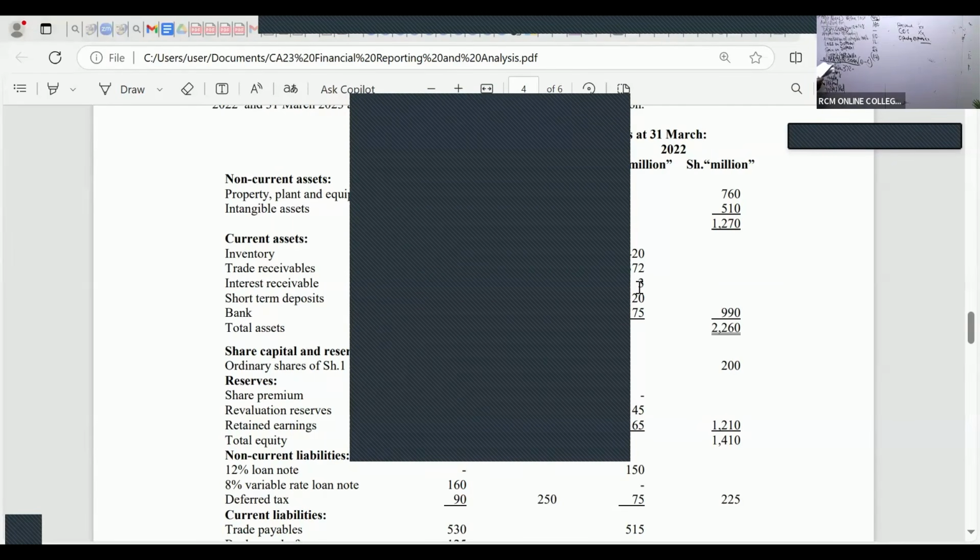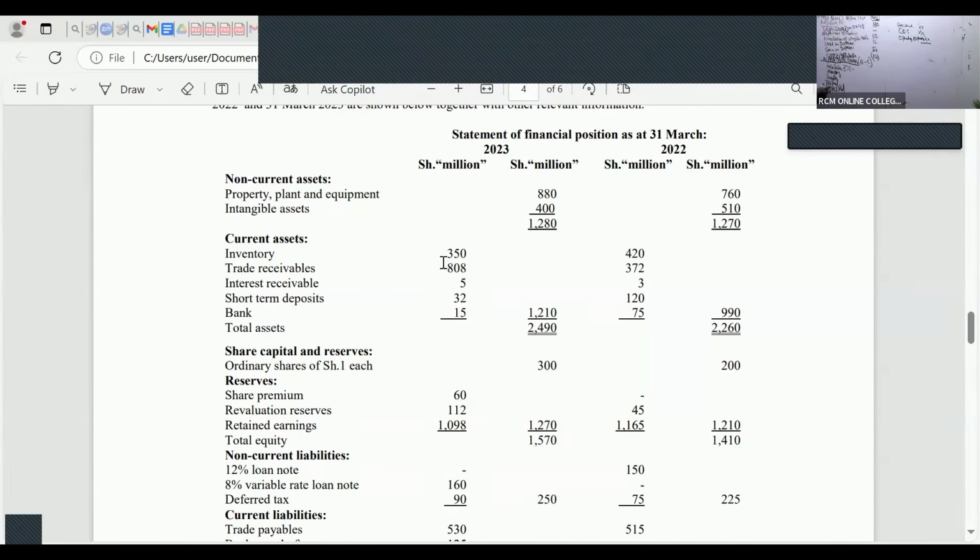372 minus what year? Is it minus 350? 372 minus whatever. You guys have got better eyes than mine. So I'm under receivables here, remember. So it is 372 minus 808.